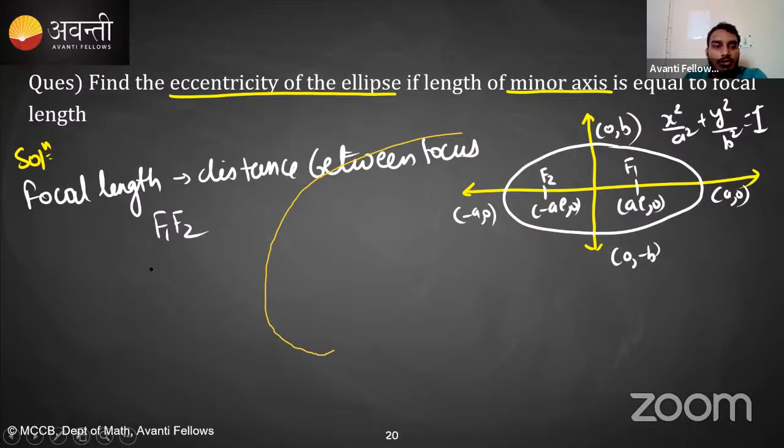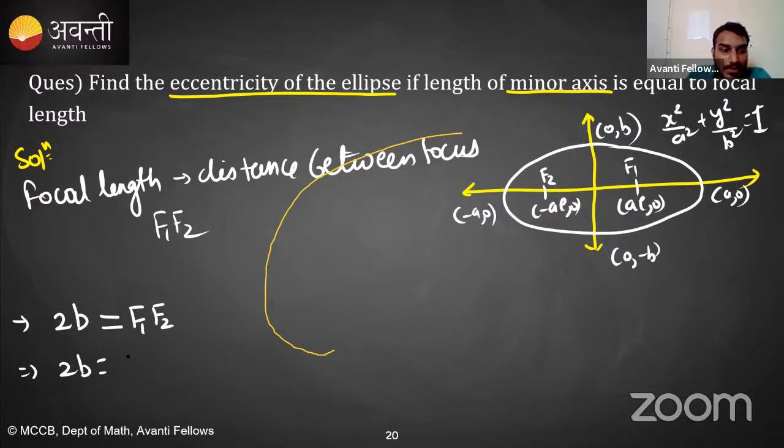Is this clear? So the question is saying: find the eccentricity of the ellipse if the length of the minor axis is equal to the focal length. What is the minor axis? The length of the minor axis is 2b, equal to the focal length, F1 F2. But we know that F1 F2 is the distance between two focus, which means 2ae. Yes or no? 2 and 2 cancel out. So b is nothing but ae. Is this clear, everyone? Any doubt so far?